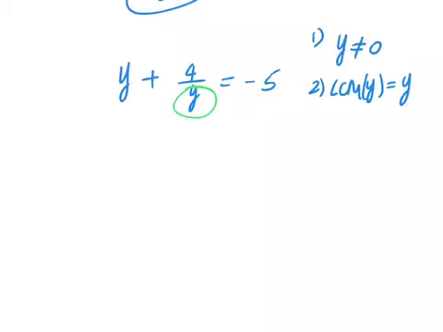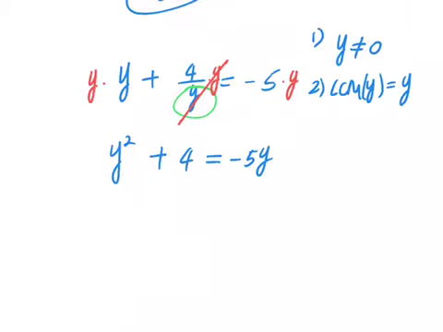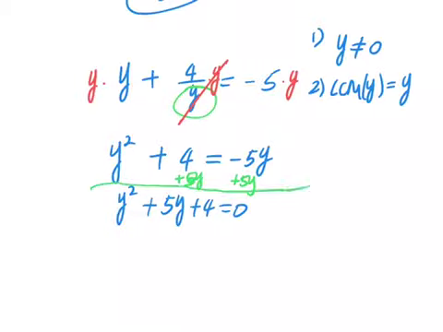Now let's times y to everything. So this canceled. So we'll have y times y be y squared plus 4 equals negative 5y. That's quadratic. Now let's add 5y on both sides to make one side be 0. So add 5y, add 5y. Okay, so that'll be y squared plus 5y plus 4 equals 0, and let's factor.